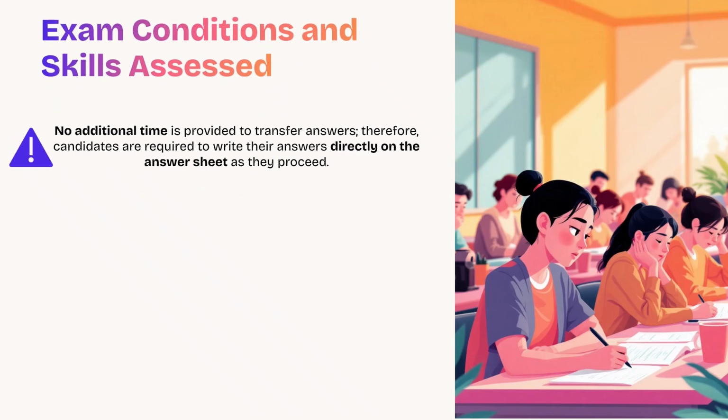Okay, good. Now let's talk about exam conditions and skill assessed. The IELTS reading test must be completed within 60 minutes, which includes both reading the text and answering the questions. No additional time is provided to transfer answers. Therefore, candidates are required to write their answers directly on the answer sheet as they proceed. It is strongly advised not to leave any answers blank. Since there is no penalty for incorrect responses, making an educated guess increases the chances of gaining marks.